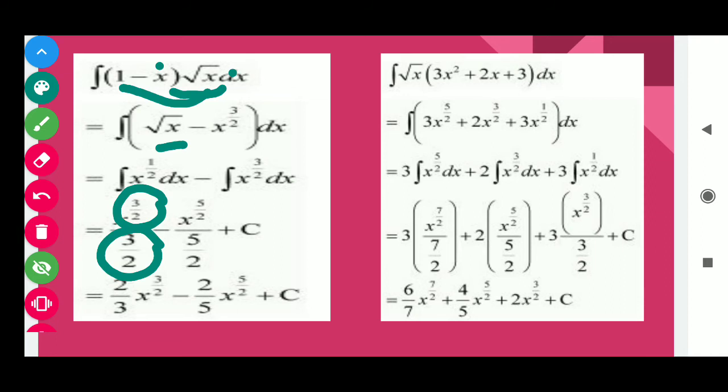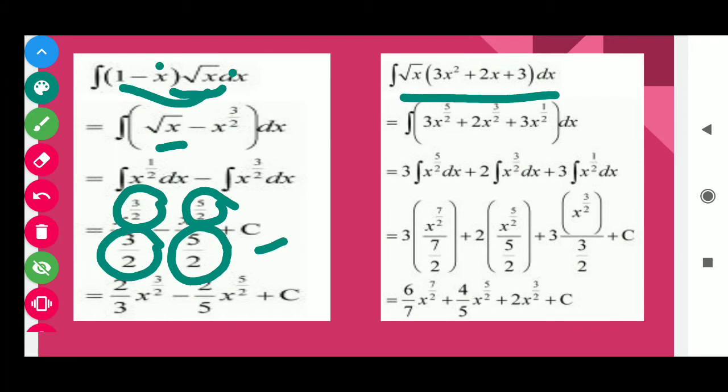Similarly student, x raised to power 3 by 2 plus 1, we get 5 over 2 divided by 5 over 2, and c is some constant of integration. And students, this is the similar question. Next one, integral of root x into 3x squared plus 2x plus 3 with respect to x.